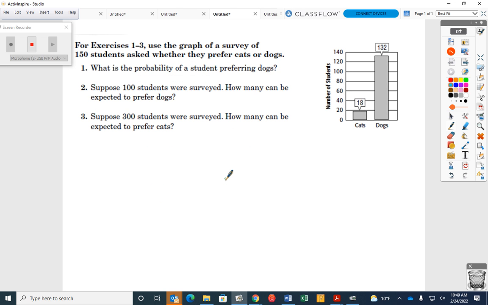Okay. All right, so for exercises 1 through 3, the graph of a survey of 150 students was asked whether they prefer dogs or cats. Okay, this is a simple one, right? It should be, what's the theoretical probability somebody's going to pick a cat?